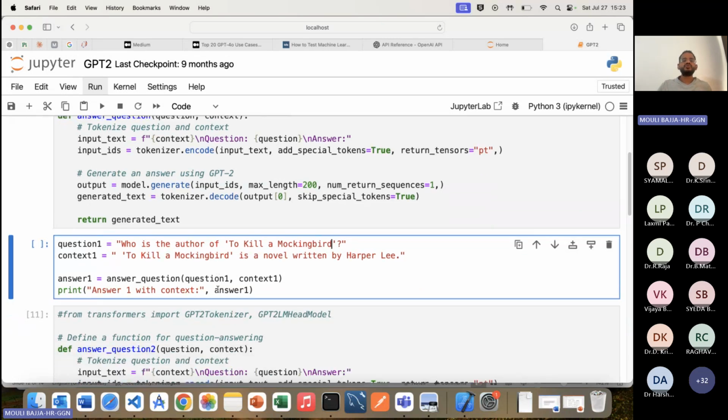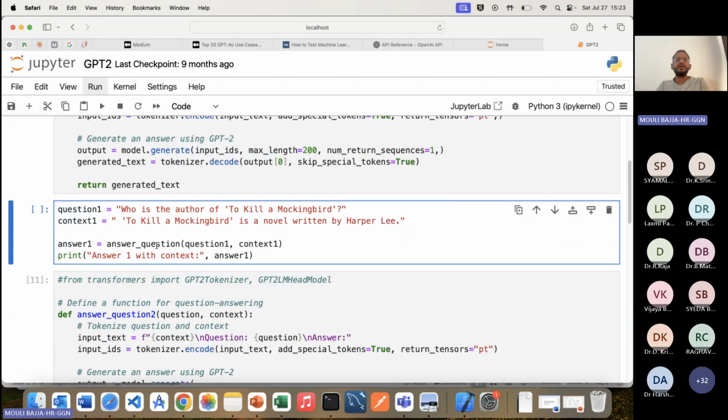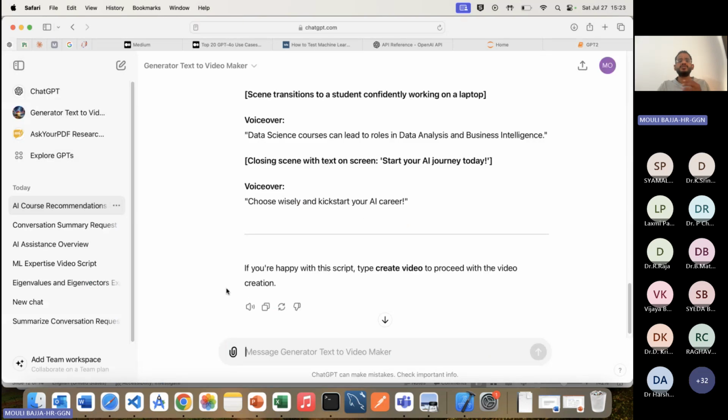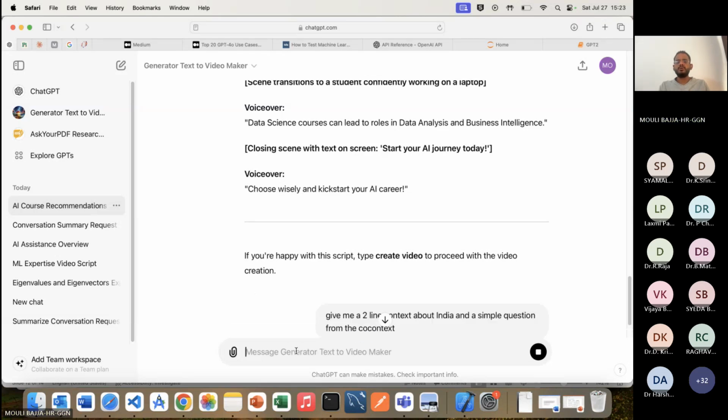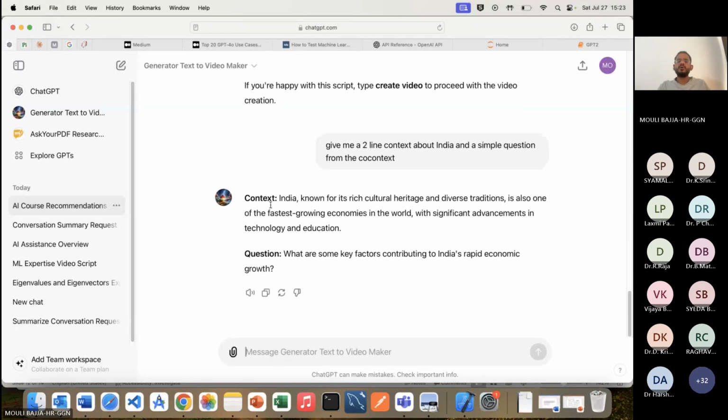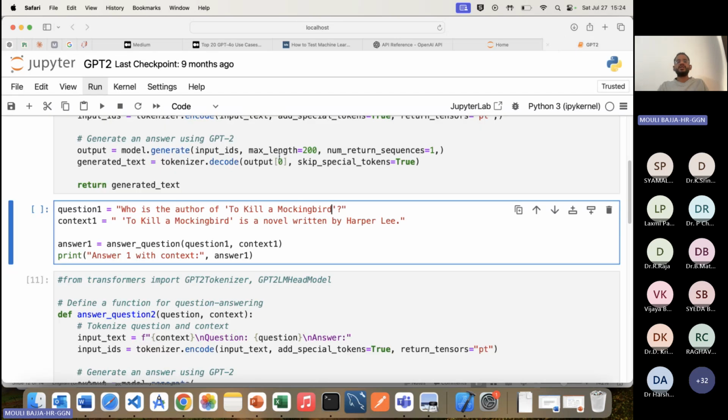Okay. So here we can give any question and answer. We can ask, let's say, give me a 2-line context about India and a simple question from the context. Okay. Now, India, known for its rich cultural heritage and diverse traditions, is also one of the fast-growing economies in the world, with significant advancement in technology and education. Let's use this as our context.